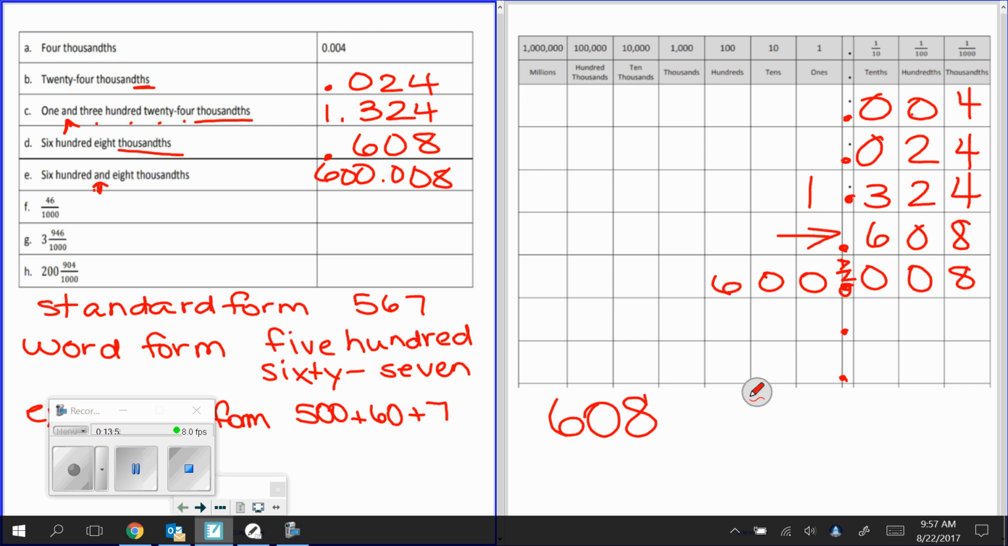608 thousandths. Now, this one right here, how would you say this? Instead of 46 over 1,000? No. I mean, that's how some people say, that's the lazy fraction. That's the lazy way to say a fraction. How would you say it the right way as a fraction? Jacoby. 46 thousandths. How would you write that in standard form? 46 thousandths. 0.046.